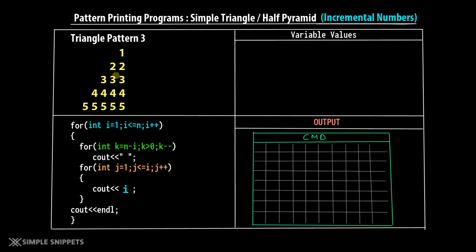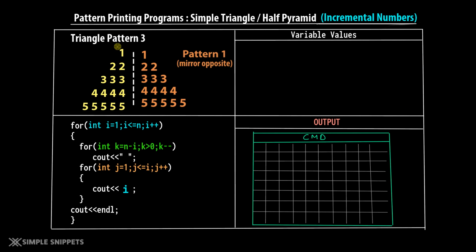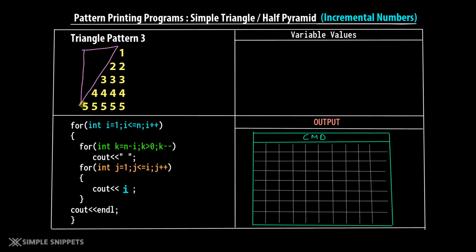Now as I mentioned, triangle pattern 1 and triangle pattern 3 are exactly the same, but they are mirror opposites, right? If you observe triangle pattern 1, we want 1 time, 2 times, 3 times, and this is exactly what we wanted in triangle pattern 1. But over here, it is a mirror opposite. So we want this extra space to be first created on the command prompt and then the triangle to be created.